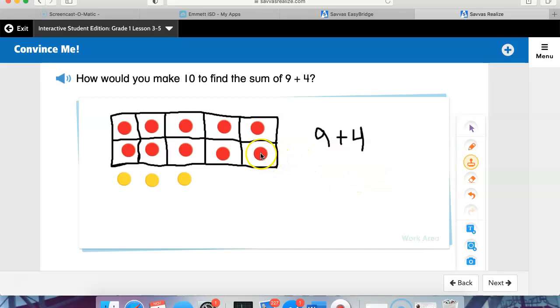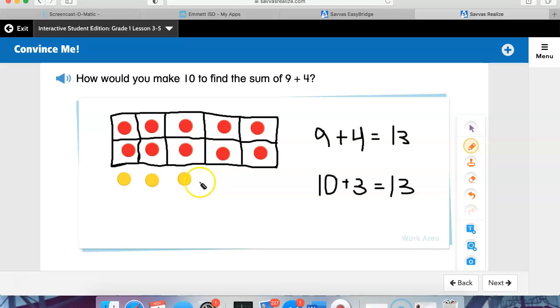and take that yellow counter and add it to my tens frame, that would then show me I have 10 red counters plus 3 yellow counters. And what is 10 plus 3? 10 plus 3 is 13. And that would be the same as saying 9 plus 4 is 13.